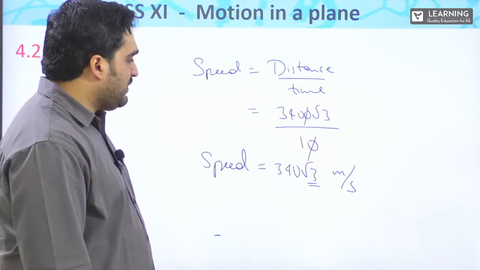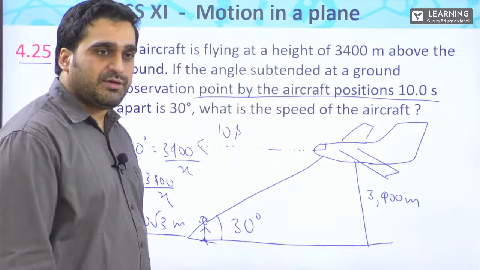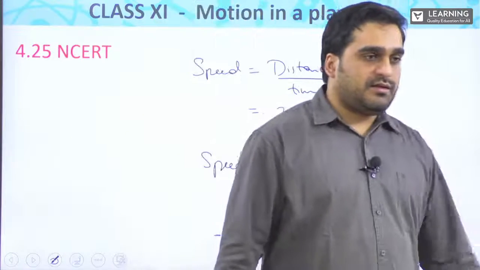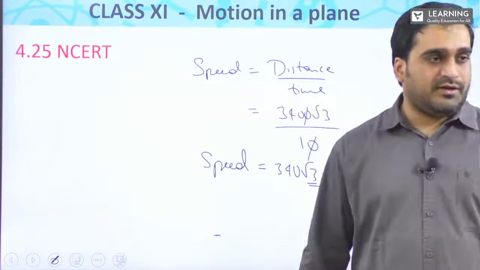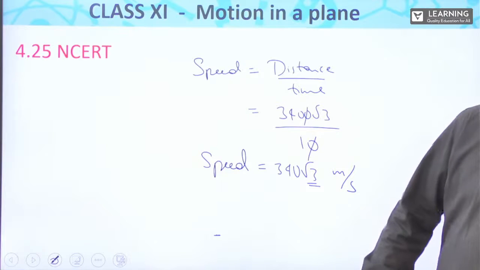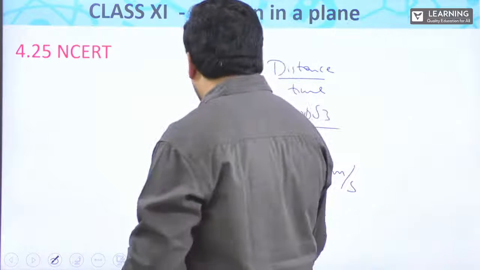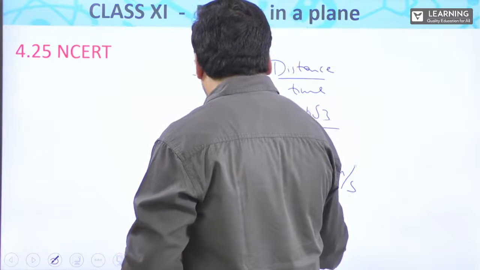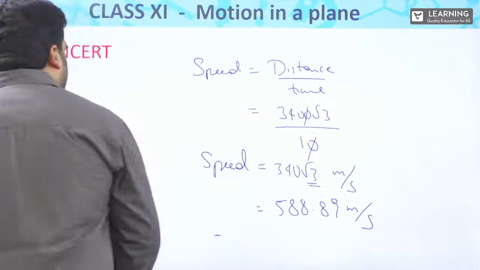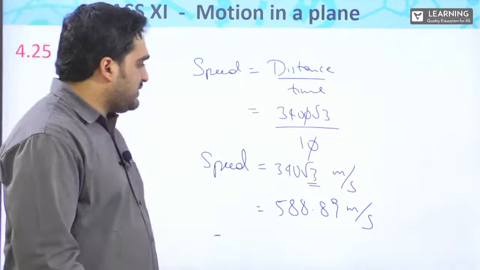So I hope I've made this concept easy, because it's a straightforward question as well. All right. So, one moment, I'll just have a look at the value. 588.89. So the value is 588.89. I hope I made this easy for you.